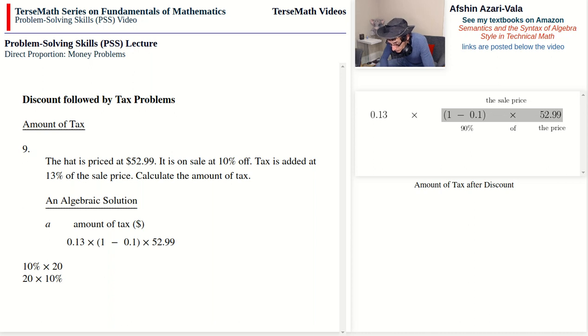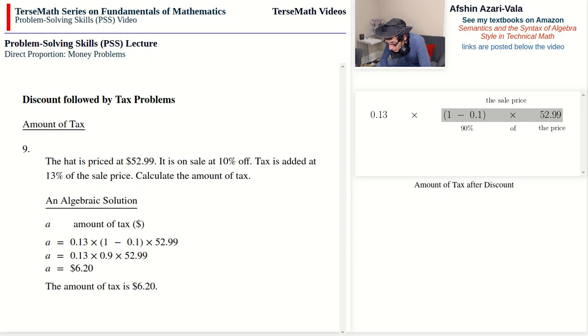Now, let me get rid of all of this that I typed. All right. So next we have A is equal to. So this is the logic behind the equation, and then we work out the factors, and we get the amount of tax is 13% of 90% of the price, and that comes to $6.20. So the amount of tax is $6.20.